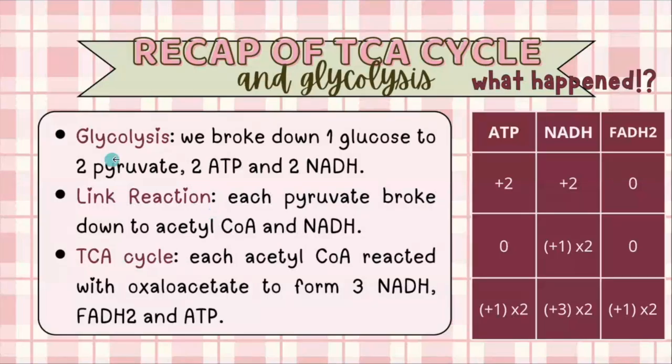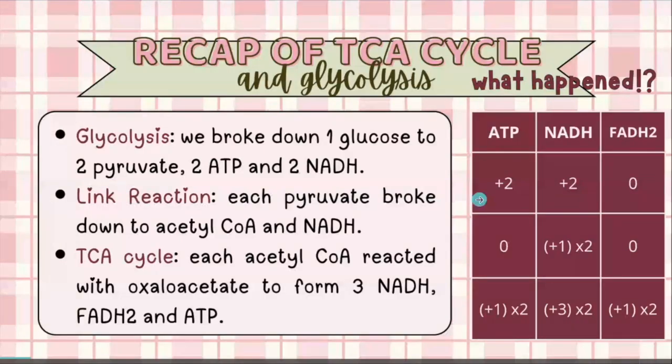So because we got 2 molecules of pyruvate, then each one will enter the link reaction and form 2 molecules of acetyl-CoA and 2 molecules of NADH. Now, each molecule of acetyl-CoA will enter the TCA cycle, where it forms 3 molecules of NADH, a molecule of FADH2 and ATP. Now, same story, because we form 2 molecules of acetyl-CoA, we're going to get 6 molecules of NADH, 2 molecules of FADH2, and 2 molecules of ATP.